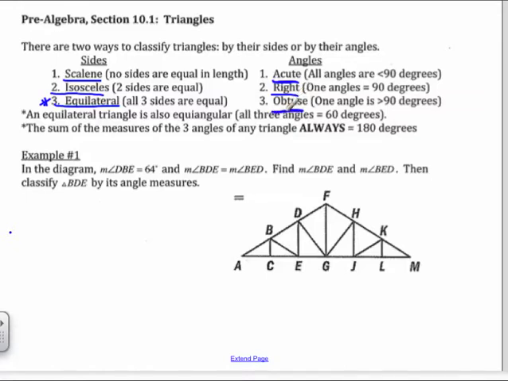And then the last one is called obtuse. That means one of the three angles is bigger than 90 degrees, and the other two are smaller than 90 degrees. Okay, a couple of notes here. We're getting some vocabulary in. An equilateral triangle is also equiangular. Equiangular means that all three angles are the same.